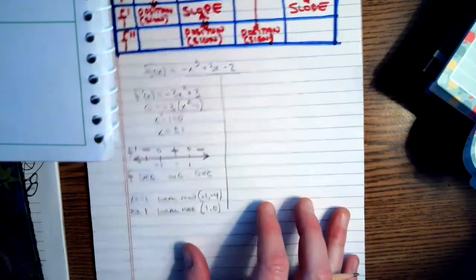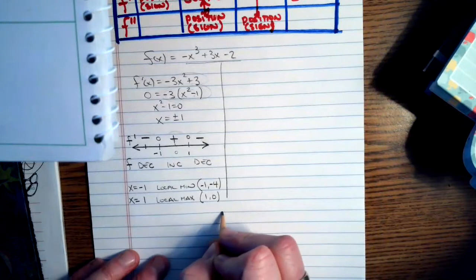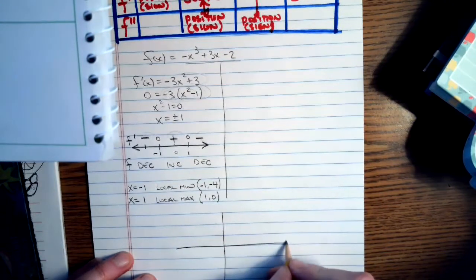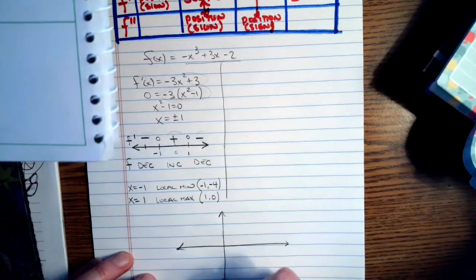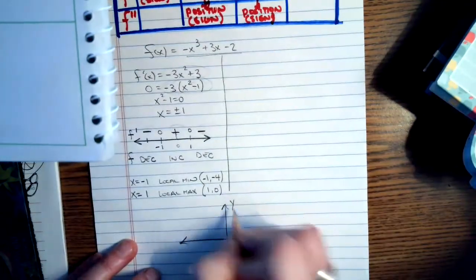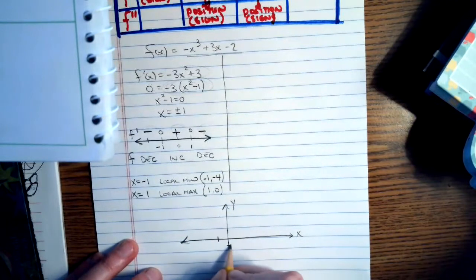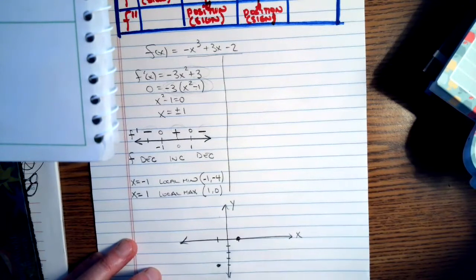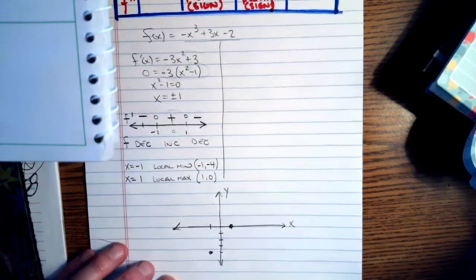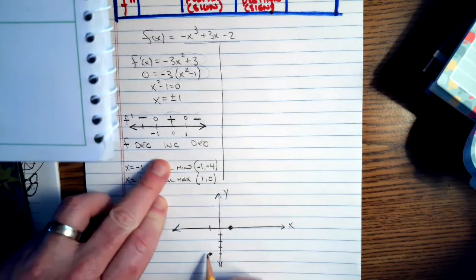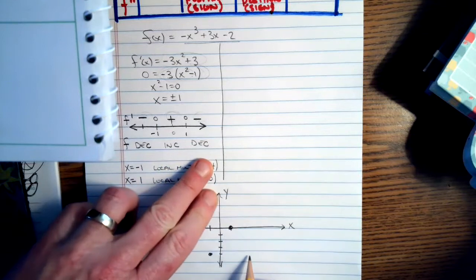All right, so maybe if I then start down here to plot some points. Again, my whole concept here is to get a good description of the graph of that function. So negative 1, negative 4, that's going to be a local min, and 1, 0, that's going to be a local max. And I know the behavior in between. I know I'm going to be decreasing, increasing, and then decreasing.